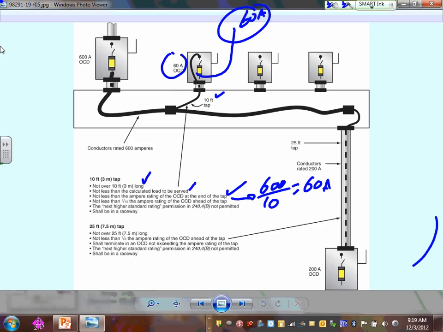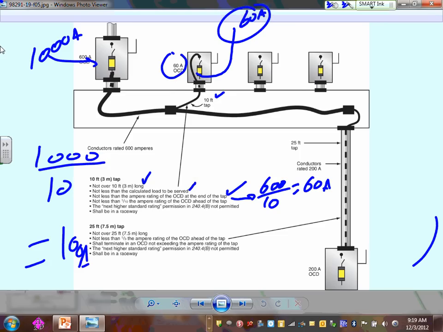Any comments? Really, the rule is for 10 feet, I can tap up to 1/10 of the feeder. So take this. If that fuse was 1,000, how much can I tap out of this 1,000 amp feeder? Take 1,000 divided by 10, equals what? 100. 100 amp.